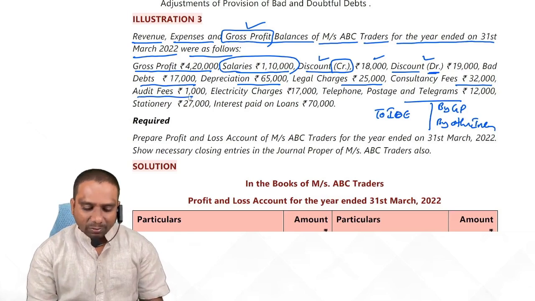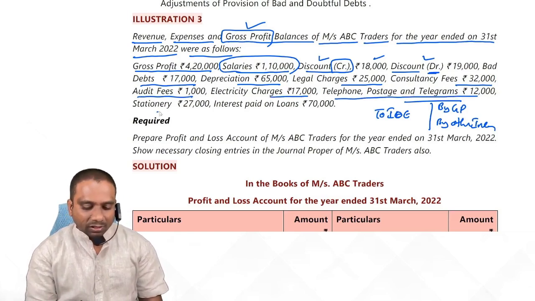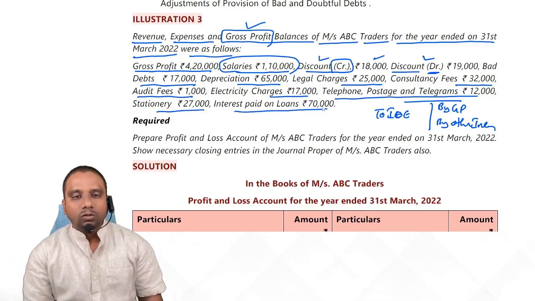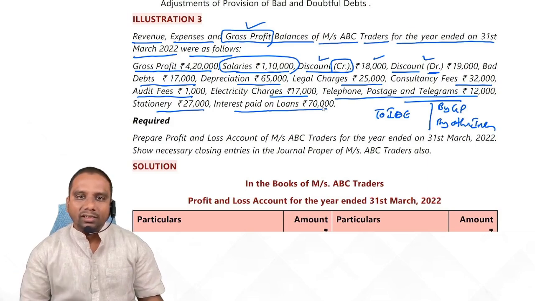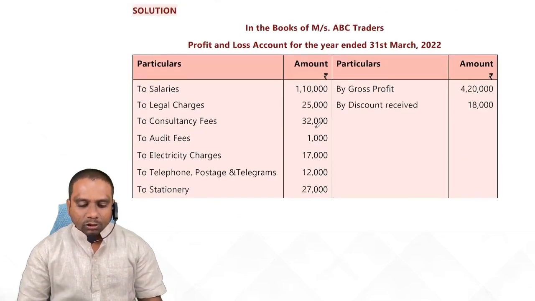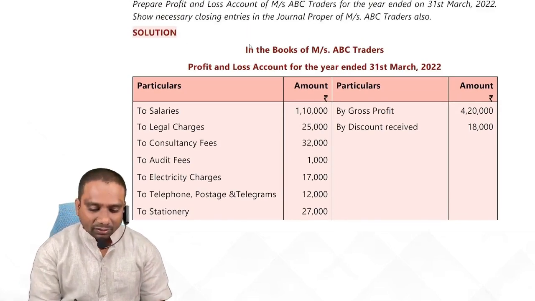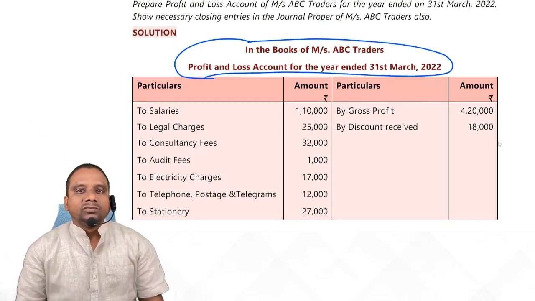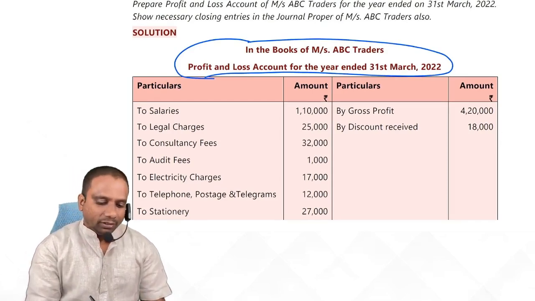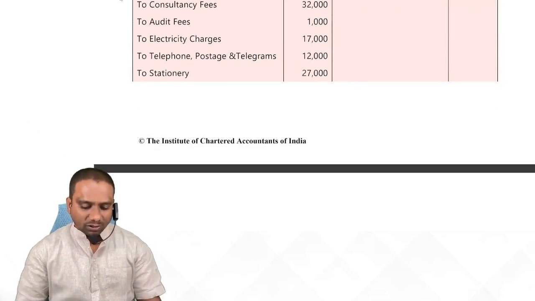Audit fee, expense debit. Electricity charges debit. Telephone, postage and telegram debit. Stationery debit. Interest paid on loan debit, expense. After debiting all these expenses and crediting all the incomes, now your P&L account looks like this. Don't forget to write this heading, students. It is very important. Don't commit any mistake in writing it. This is our question number.